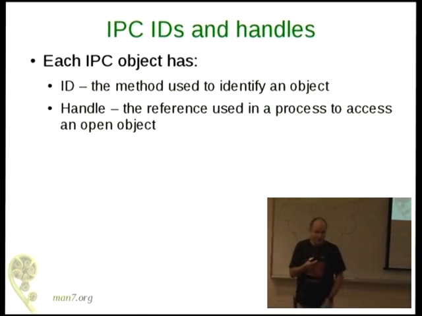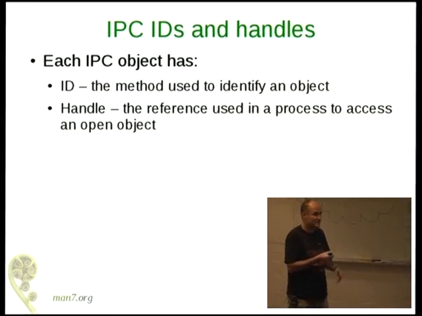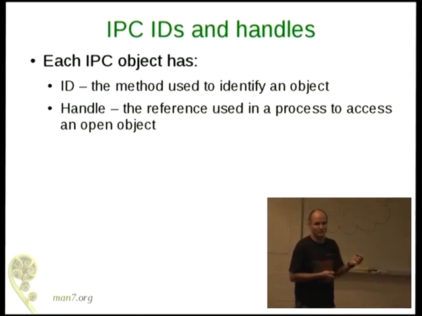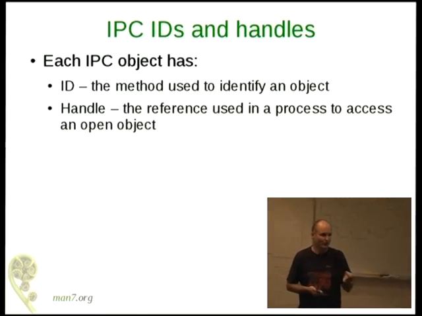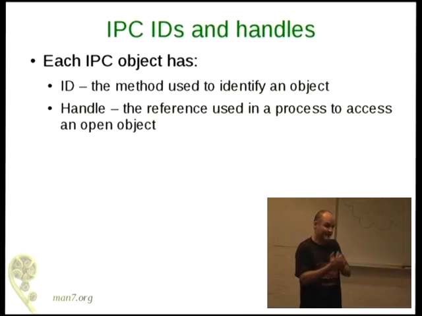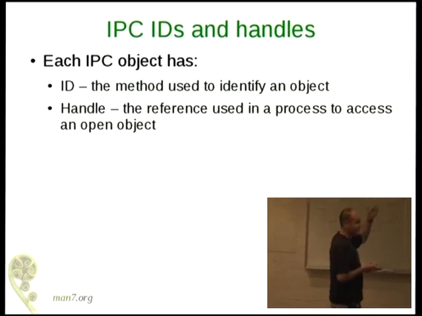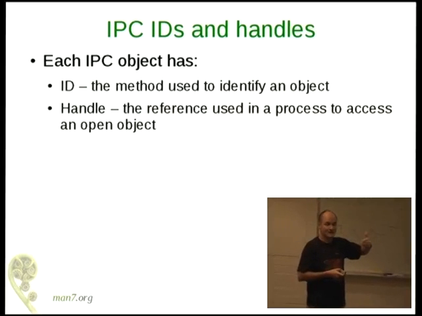First of all, every IPC object has an identifier, which is the thing that identifies how you find the IPC object, and a handle, which is the thing that you use to refer to the object when you are actually working with it. If we took that analogy back to files, the ID is the path name of a file, a handle is the file descriptor. There's an analogy in most cases with each kind of IPC object as well.